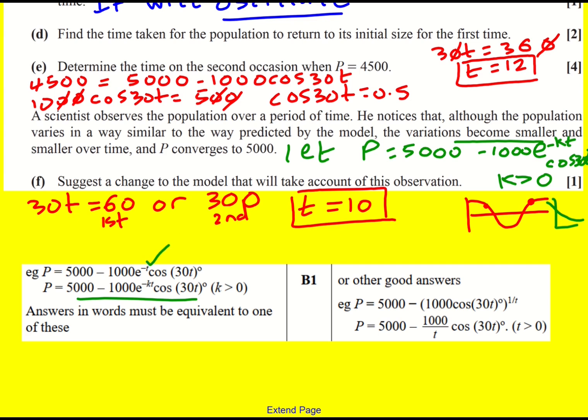It was okay if you just put in a value of k, for example. You could do things like this, raise to the power of 1 over t, or divide by t. All of these things that over time cause the term to tend towards 0. This is the fluctuating term, remember? So there'll be other possible answers as well.